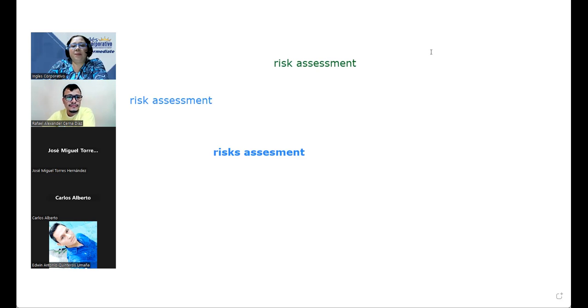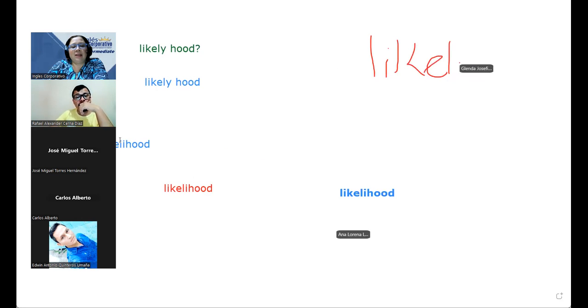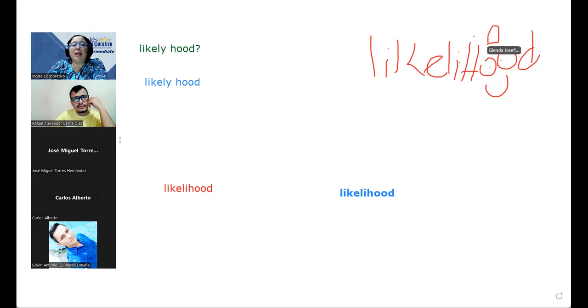All right, next word, likelihood. Good. No, no, no. Just like Wilbur did. There you are, Lori. Very good, Glenda. It's a new word for me. Yes, it was a new word yesterday too. The meaning is possibility or probability. The possibility, the likelihood. Very nice, Glenda. Yes, likelihood. Great, thank you very much.